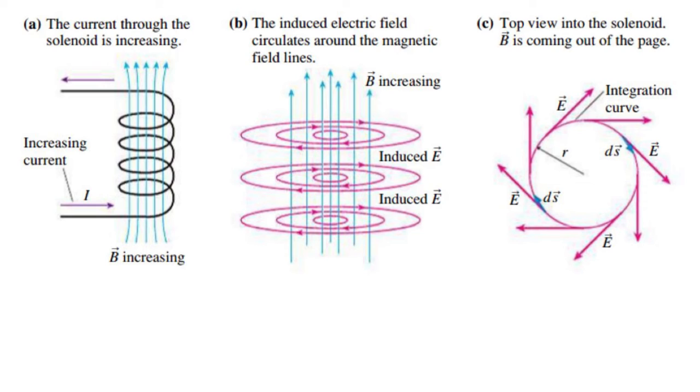If we increase the current through this solenoid, that induces an electric field that circulates around the magnetic field lines. There's sort of a cute thing going on here where the magnetic field, of course, is like this, and the electric fields now circulate around, wrapping around them essentially. And if we're looking into the solenoid from the top, we'd have that the electric field is circulating like this, and of course the B field would be coming out.